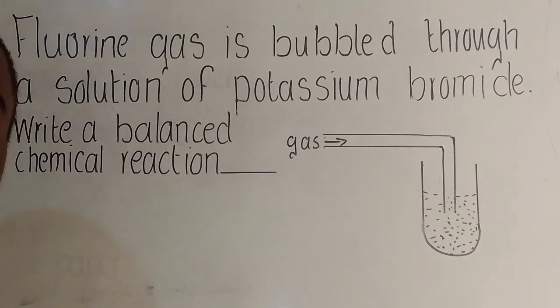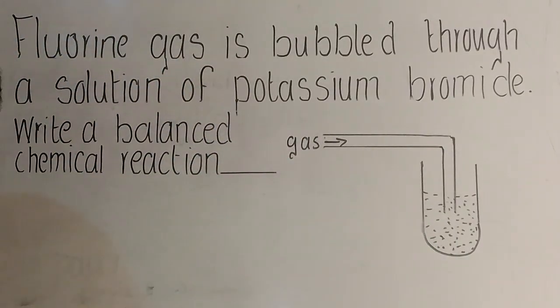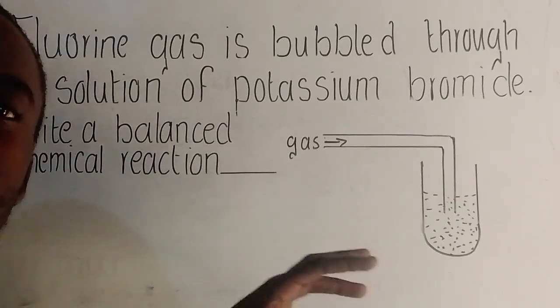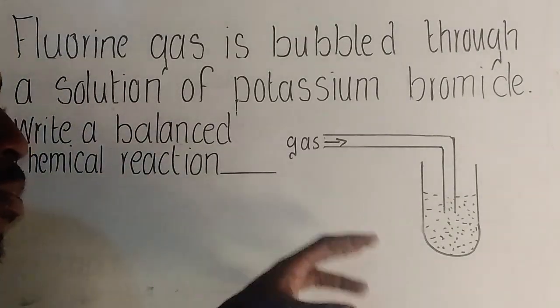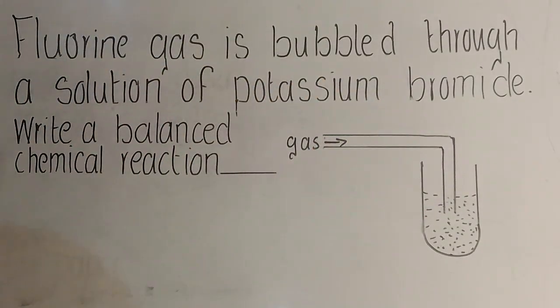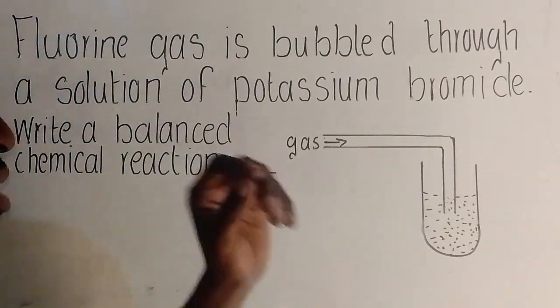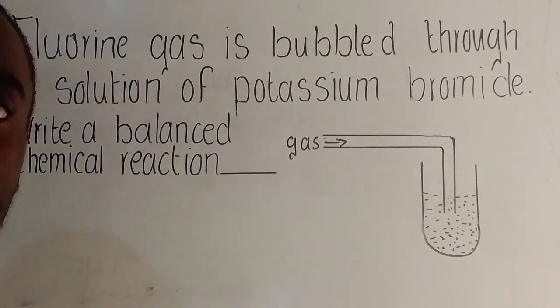Now, you need to understand that when it comes to observation, when the gas, which is fluorine gas, reacts with this solution, then the colorless solution of potassium bromide will turn brown due to the presence of bromide, which has been replaced by fluorine. Why? Because fluorine is more reactive than what? Than bromide there.